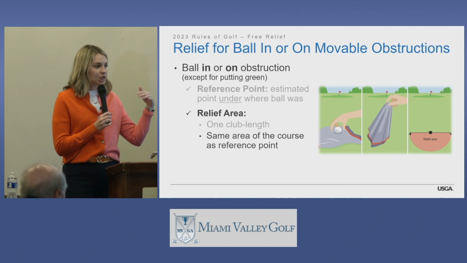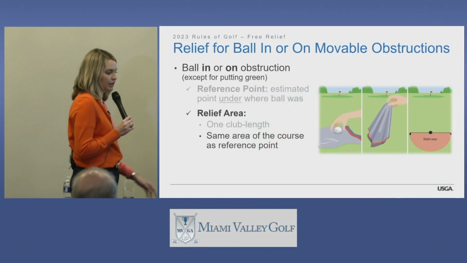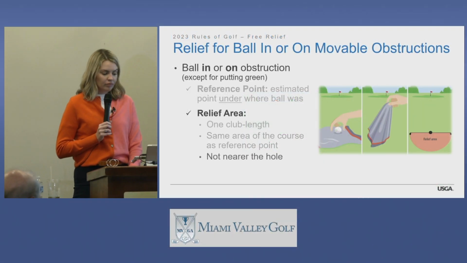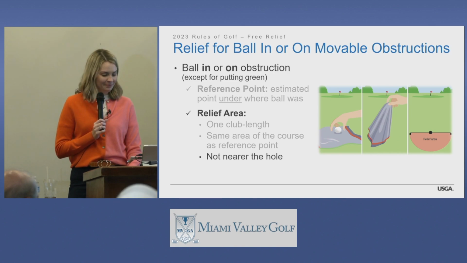So here, it looks like we're in the general area, we're in the rough or the fairway, so we're going to have to stay in the rough or the fairway. If there happened to be a bunker that was within 1 club length of this spot, we're not allowed to drop in that bunker. We've got to stay in the same area of the course. And we almost always see this item. We can't go nearer the hole.